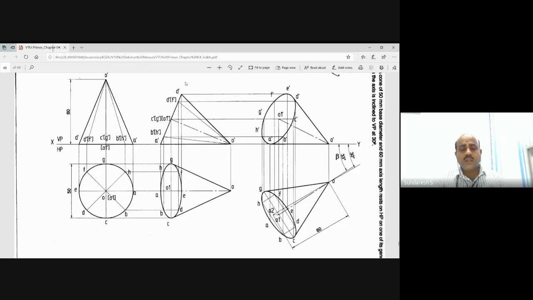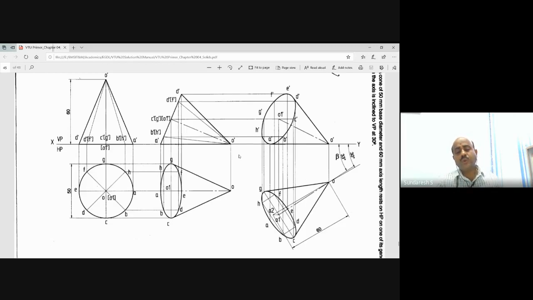Since the entire base is visible in the top view, the entire ellipse, having its circumference, should be drawn with a continuous thick line only. Okay, so in the second position you are satisfying that the cone is resting on one of its end generators. So that is what we are showing here. It has O dash and A dash, one of the end generators, and it is resting on it. Okay, this is the condition we have satisfied.